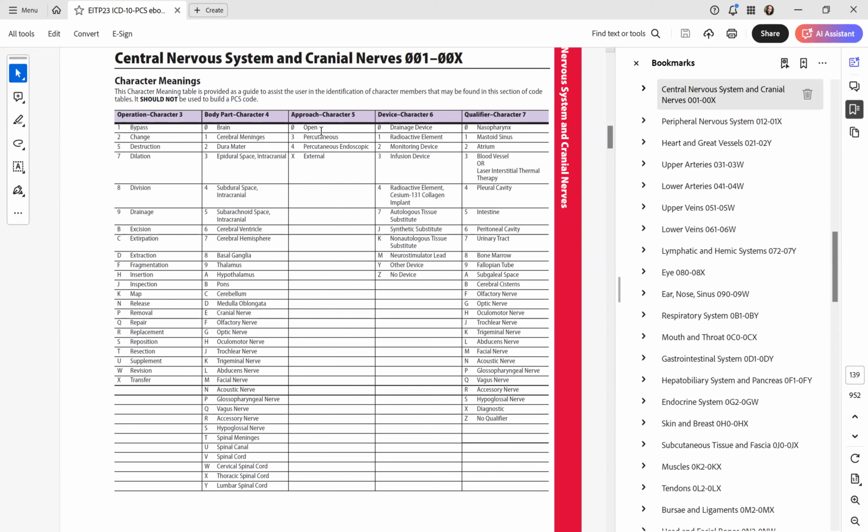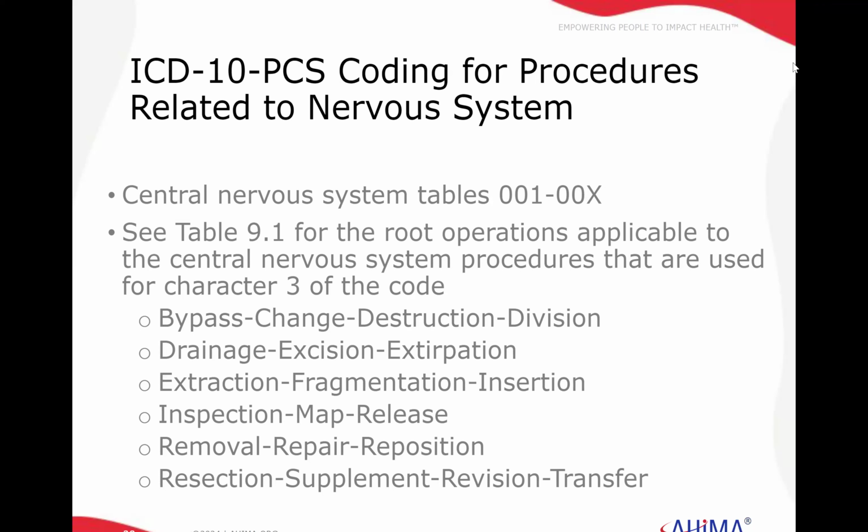Then we can have devices, and these could be things like a radioactive element, a monitoring device, infusion, a drain, and so on. And then we have the qualifier, right? Some of these things go through blood vessels, what have you. All these qualifiers give us a different level of detail on this. So again, we see our root operations, all these things that we can do to the central nervous system to treat the patient.